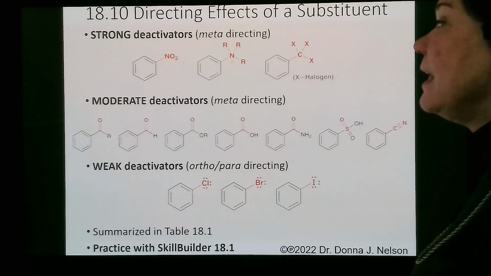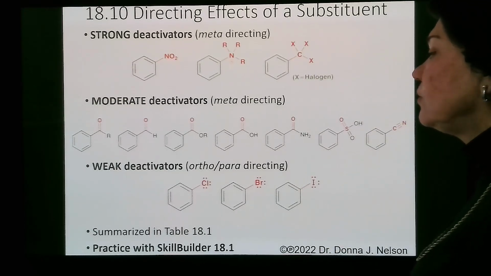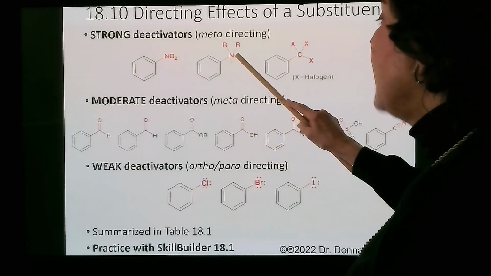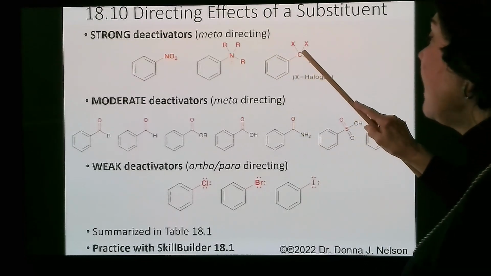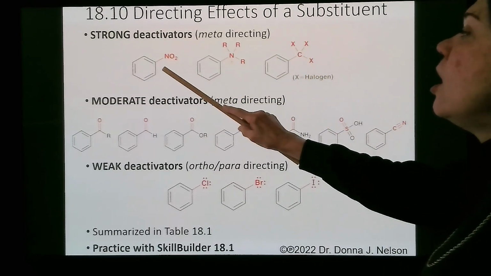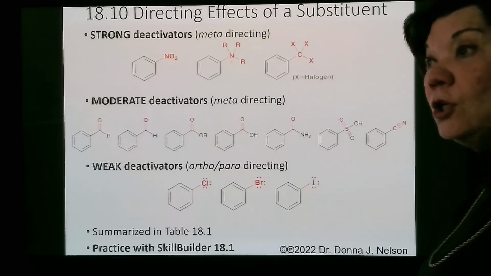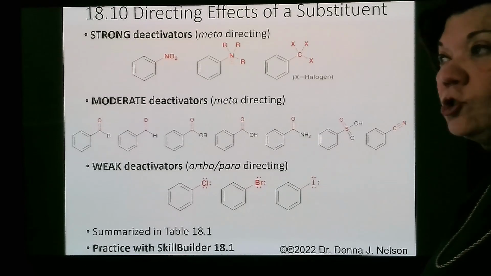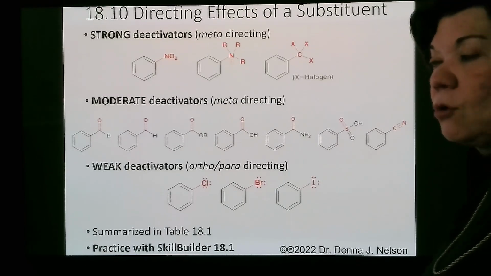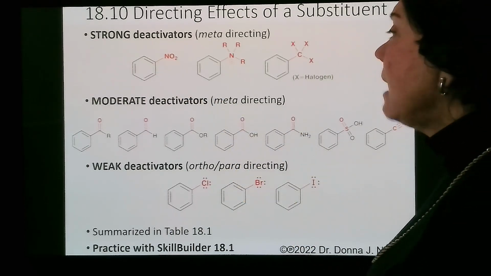Now let's look at the deactivators. So let's group these. Nitro, an ammonium group, and a carbon that is bearing electron withdrawing groups. So these are strong deactivators. That means that they will reduce the rate of the reaction greatly, by a factor of 100,000 perhaps.